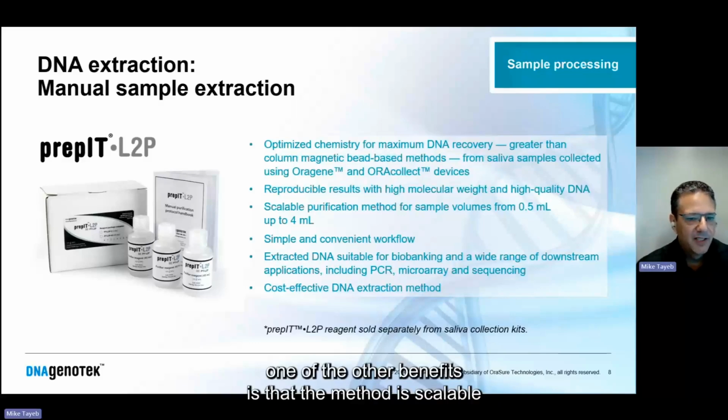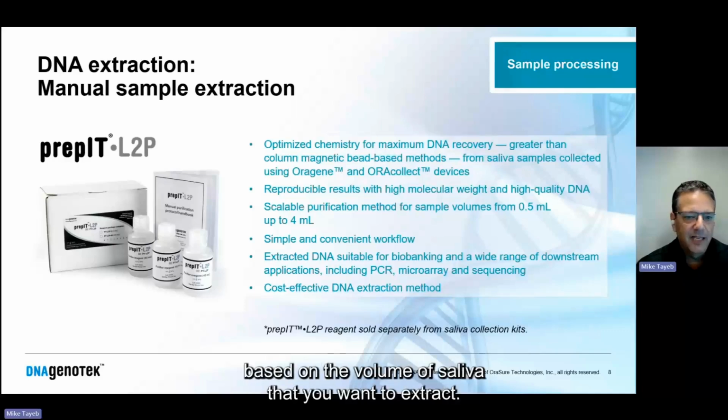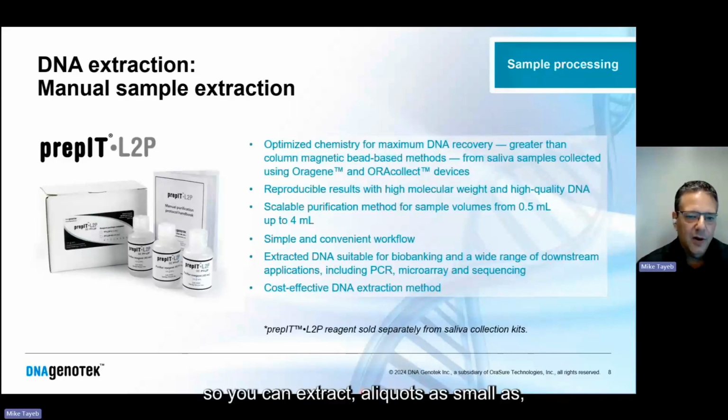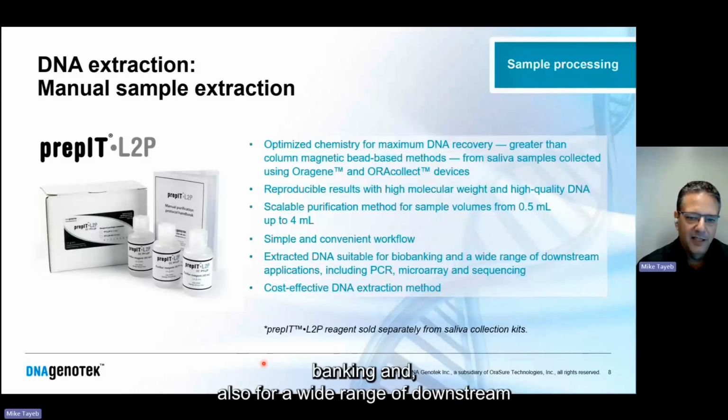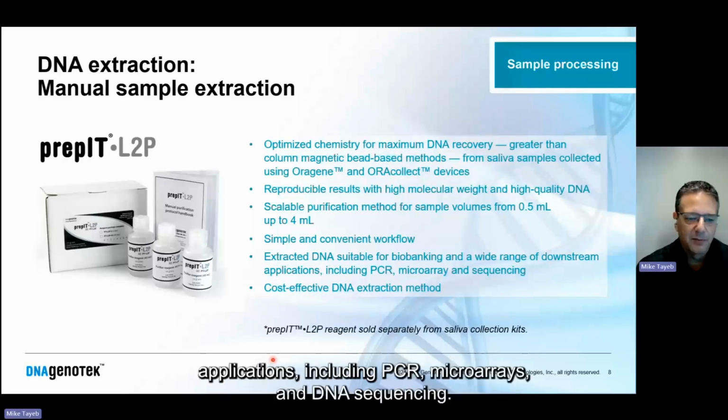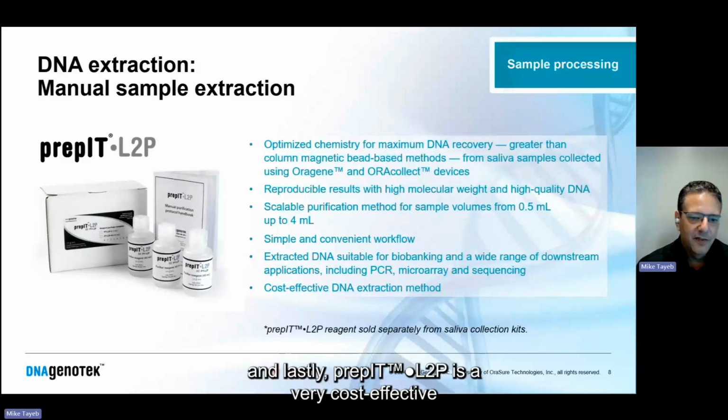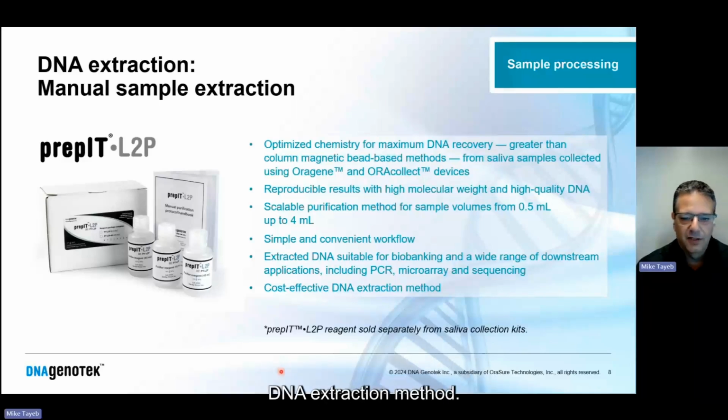One of the other benefits is that the method is scalable based on the volume of saliva that you want to extract. So you can extract aliquots as small as 500 microliters up to 4 milliliters and anything in between. The extracted DNA is suitable for biobanking and also for a wide range of downstream applications, including PCR, microarrays, and DNA sequencing. And lastly, PrepIt L2P is a very cost-effective DNA extraction method.